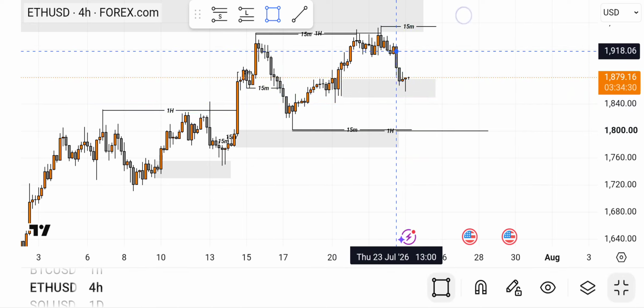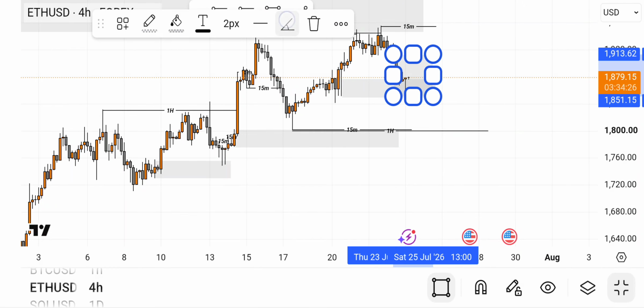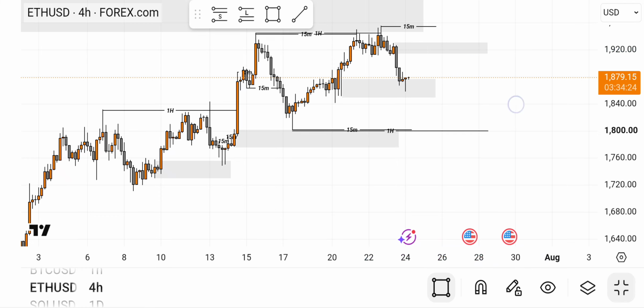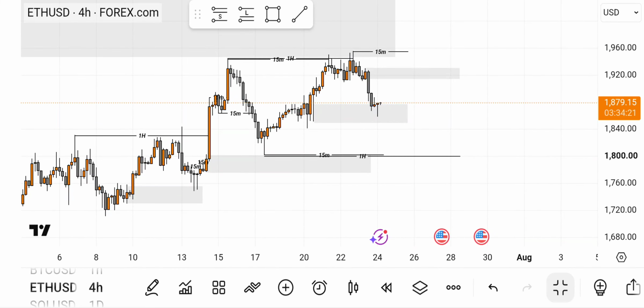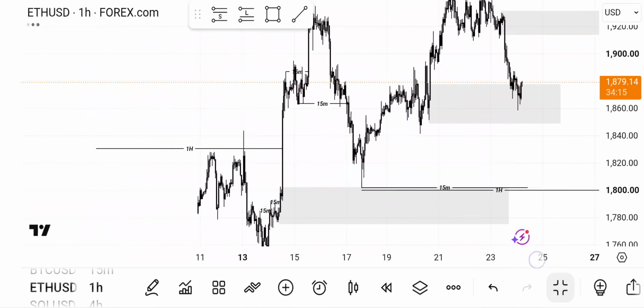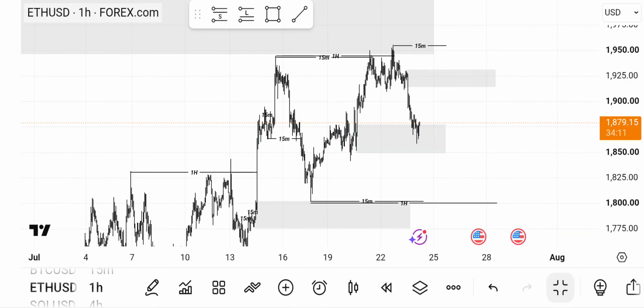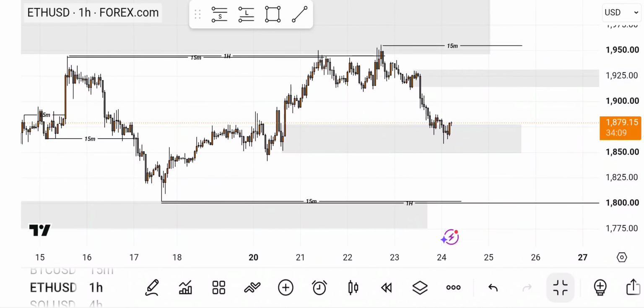Maybe we can even mark this out as the supply zone to also watch out for. If you go down to the 1-hour time frame, what do we have on the 1-hour time frame? Okay, so yeah, this is it.